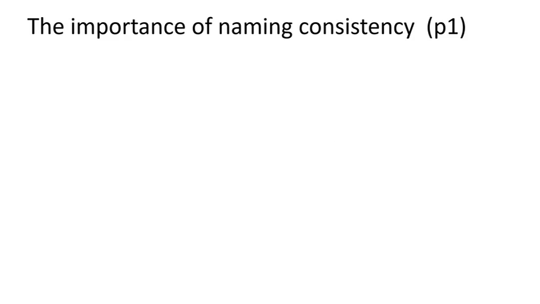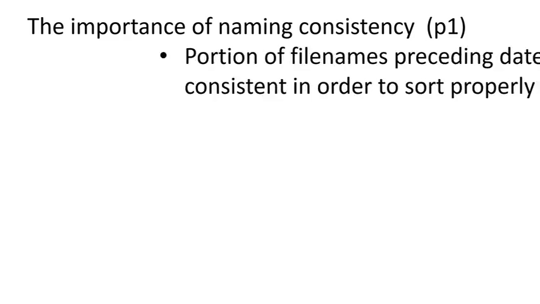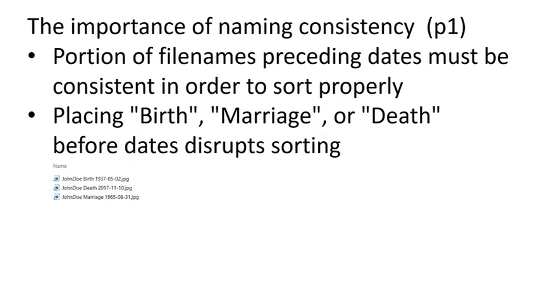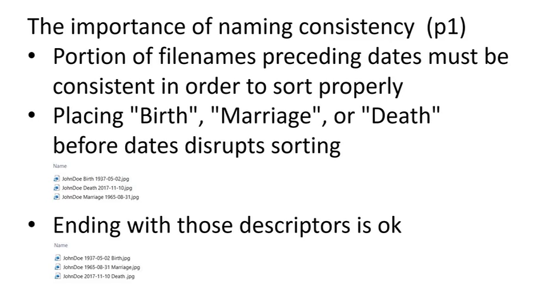Those who are concerned with sorting order should remember that the portion of text in the file name that precedes the date must be identical among files in order to sort chronologically with the proper date format. For example, if you had files named John Doe birth date, John Doe marriage date, and John Doe death date, the alphabetical order in File Explorer would not be chronological because death comes before marriage in the alphabet. On the other hand, if you chose to name these files John Doe followed by date, then by event, they would appear chronologically in File Explorer or anywhere else.